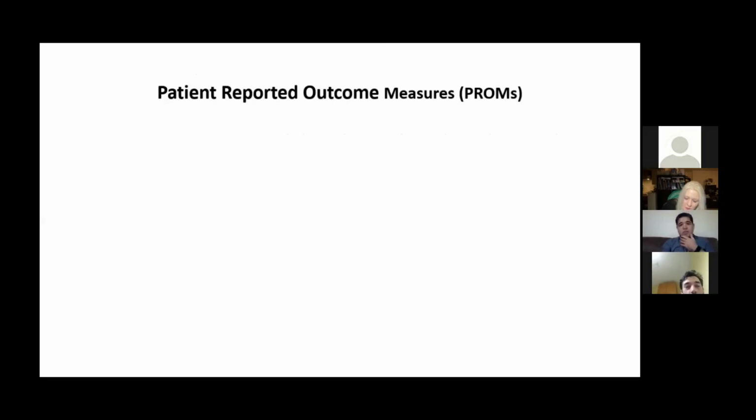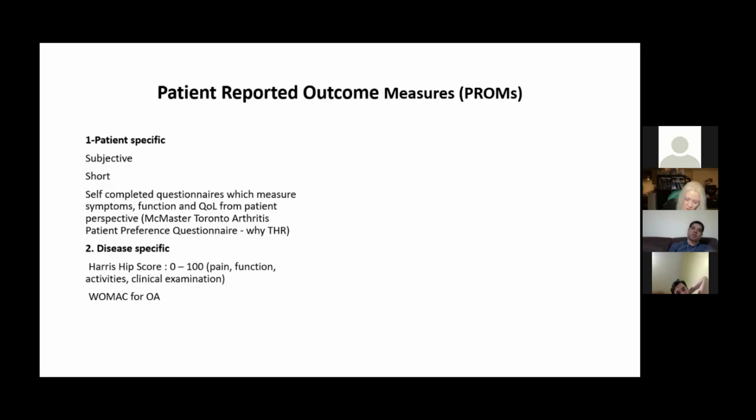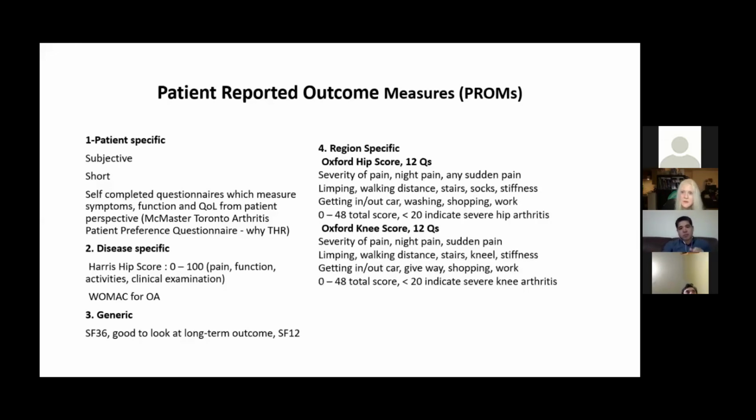So what are patient reported outcome measures? They may be patient specific, subjective, like the common one called McMaster Toronto arthritis score, used for patients having total hip replacement. And maybe disease specific, like for the hip, there is the Harris hip score and Oxford hip score, and WOMAC for osteoarthritis. And generic, where the two most common generic PROMs are EQ-5D and SF-36. They are very common because they measure general quality of life. Maybe region specific, like the Oxford hip score and Oxford knee score.